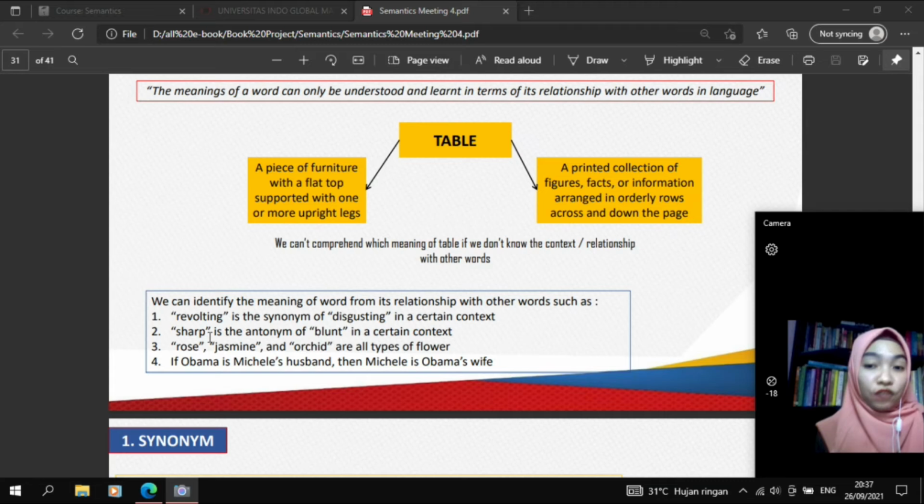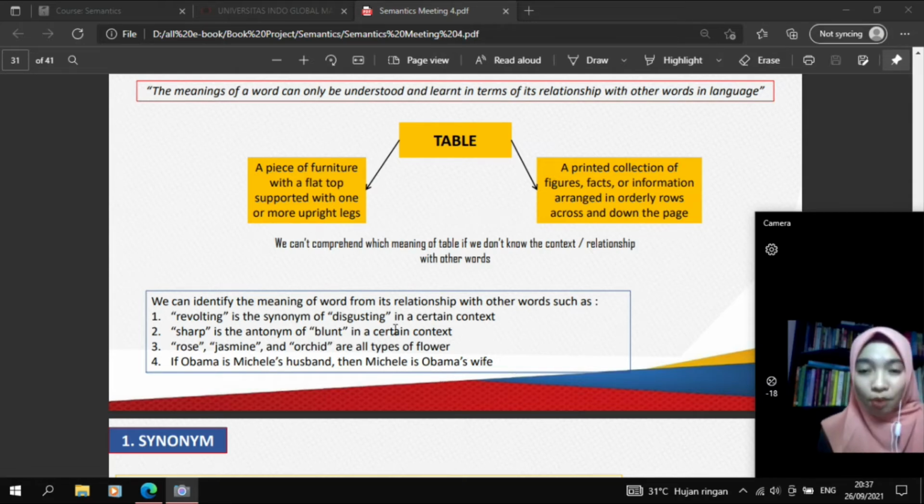And the second one, we have sharp. Oh, of course, sharp is the antonym of blunt. Rose, jasmine, orchid, oh, those are all types of flower. If Obama is Michelle's husband, of course, Michelle is Obama's wife. You know this kind of relationship of meaning.